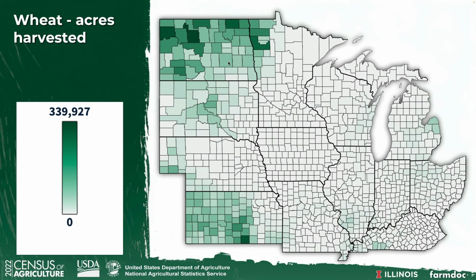All right, there's the acreage, and you can see there's a little bit going on in the Illinois area, Missouri, Kentucky, but not much. It's North Dakota, that northwestern Minnesota area, and it's Kansas. Kansas is big time wheat.